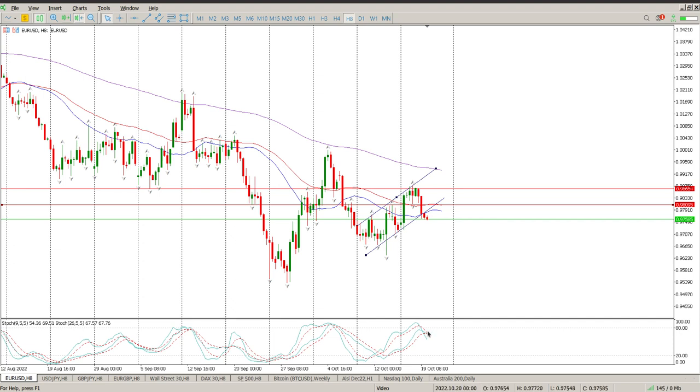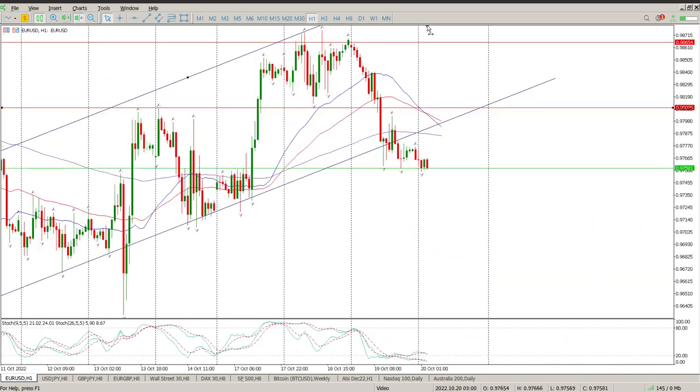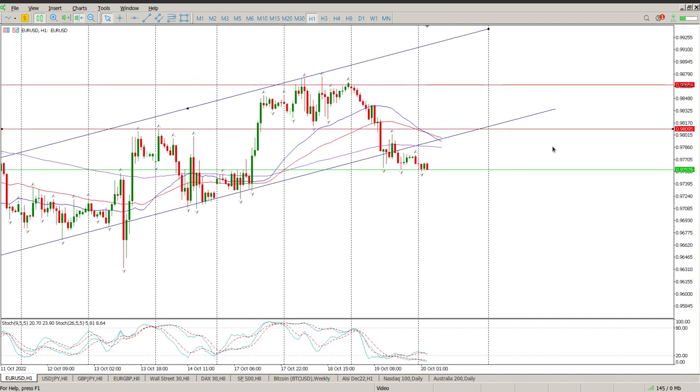So, crossover of the oscillators, rejection of the moving averages. I suspect we are looking at some further downside at the moment. There is a bit of a triangle as well if you just tie up all these tops and these bottoms here. So it could still be a bit noisy in this range that we are in at the moment. But for me at the moment, pullbacks are to be sold.